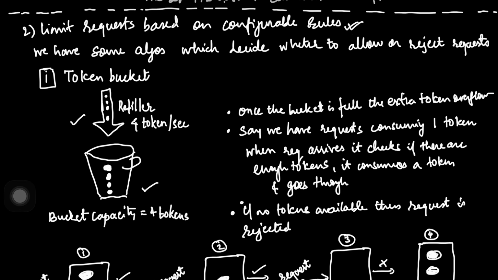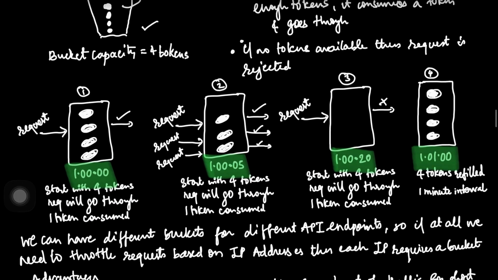To show you how this works, we have a live simulation. We are starting with a bucket capacity of 4 tokens and, let's say, a 1 minute refill interval. So after every minute, 4 tokens are added by the refiller. At the first timestamp, 1.00.00, we have 4 tokens available. The request is allowed, one token is consumed, and we move to the next state. Here one request comes and we allow it because we have enough tokens in our bucket. Now we'll go to step 2.